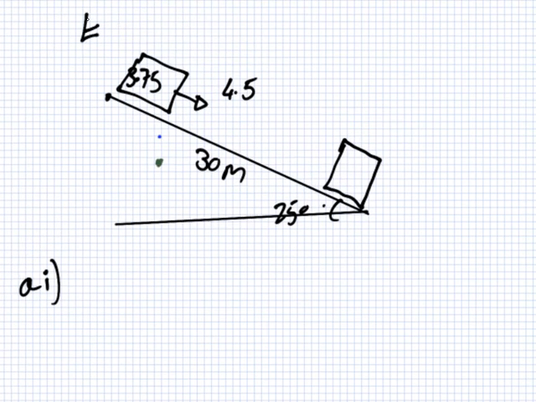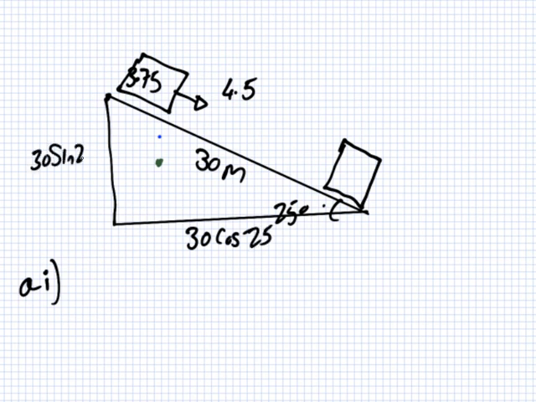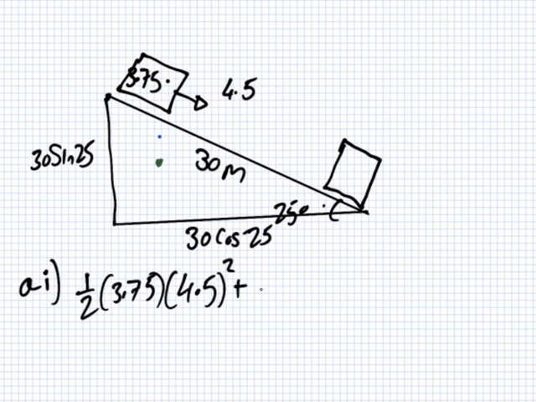The energy here is the same as the energy here. What is the height here? If this is 30, this is 30 cos 25, and this is 30 sine 25. What type of energy does it have here? Kinetic, plus potential. MGH. Yeah. G.